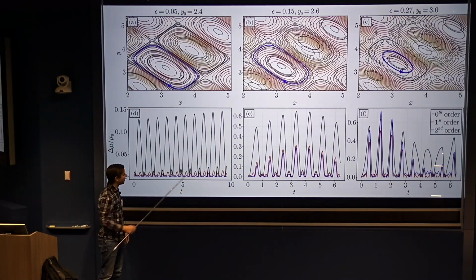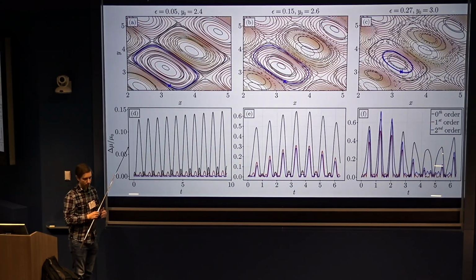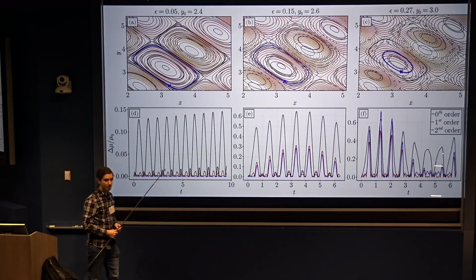On the bottom here, what I'm plotting is time traces of 3 different truncations of the magnetic moment adiabatic invariant. So in general, the magnetic moment adiabatic invariant is a whole asymptotic series. And in this type of field, you can actually compute the first 3 terms in the series without much difficulty.